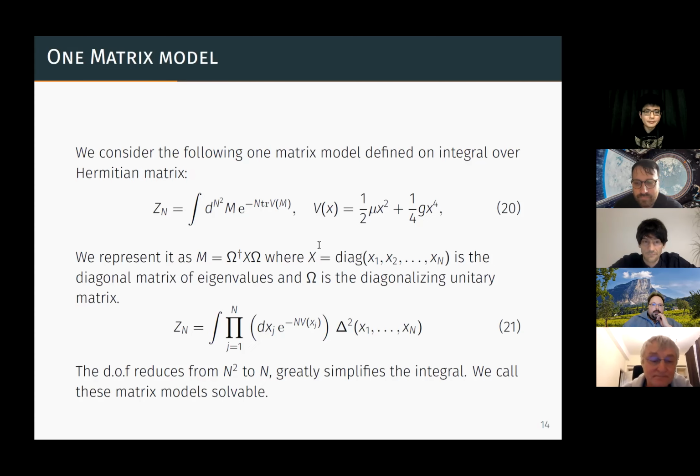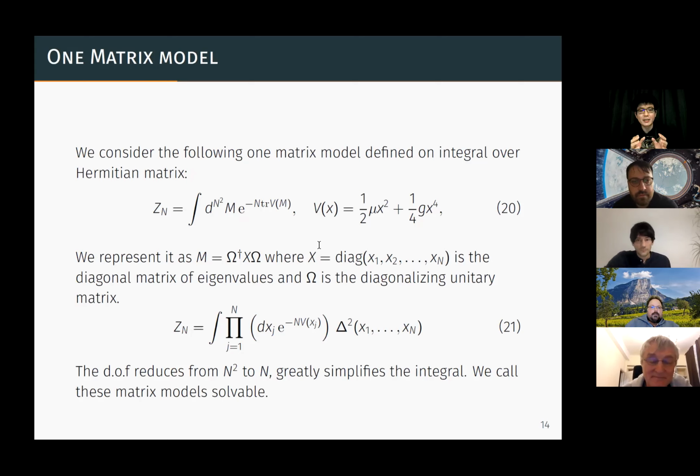Okay, let's go on. Let's give some very brief background on the one matrix model. So we consider the following one matrix model. That's a generalization of the single variable case: an integral over the potential. It is an integral over a Hermitian matrix. The most important feature of this model is that it is actually dominated by a single eigenvalue distribution.